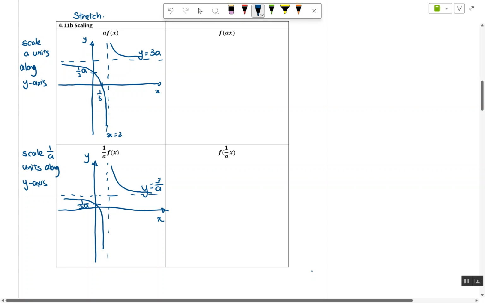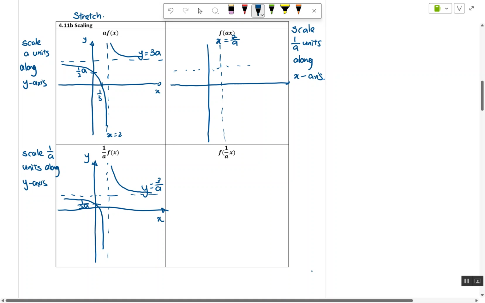However, when you multiply by a to the x, again, it's a different thing. So in this case, it will actually become smaller, a scale of 1 over a units. But this time it is along the x-axis. So for here, the x asymptote will become x equals 2 over a. The y asymptote doesn't change.